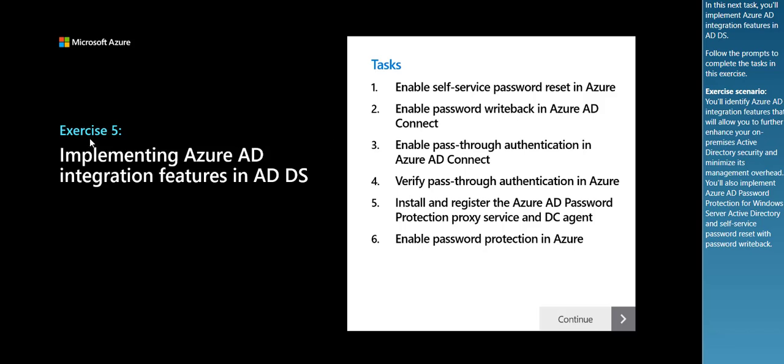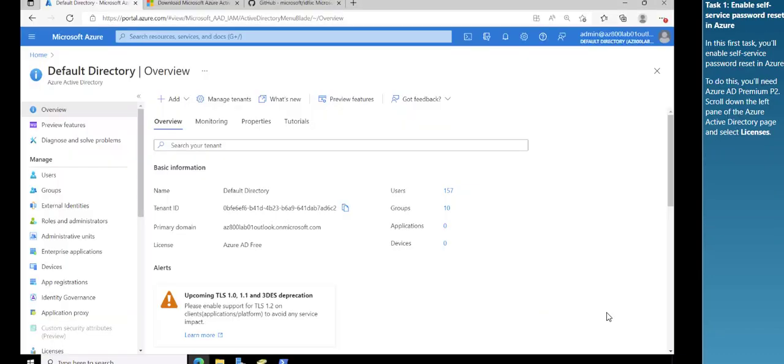In this next task, you'll implement Azure AD integration features in ADDS. Follow the prompts to complete the tasks in this exercise. In this first task, you'll enable self-service password reset in Azure. To do this, you'll need Azure AD Premium P2.